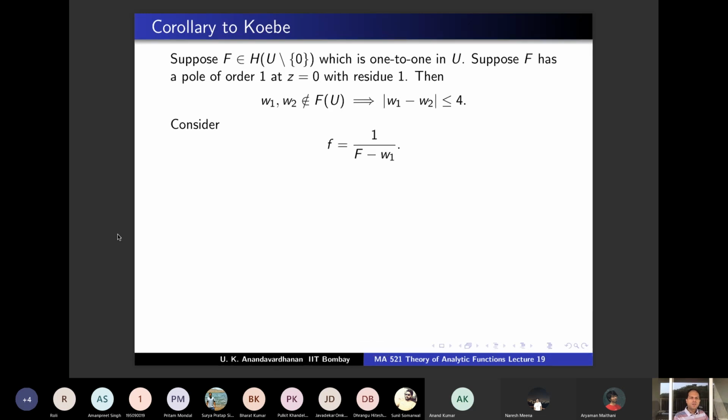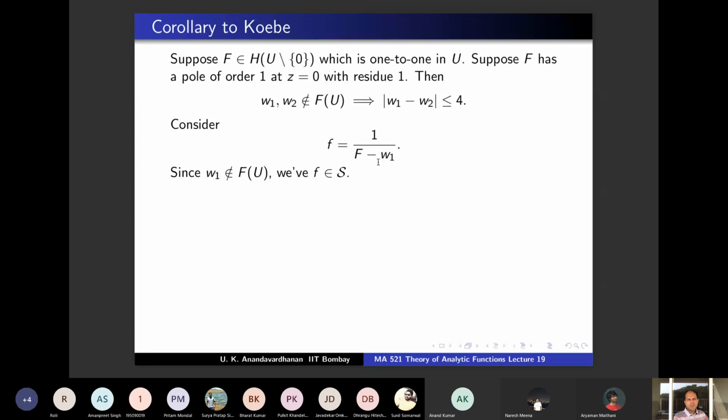How do we apply it? You consider small f to be 1 by (capital F minus one of these points), let's say W1. You have two points outside F(U) given, take one of those. Now you visualize F: F is 1 by z plus something. By cross multiplying, you can see this will be a holomorphic function. First of all, 1 by (F minus W1) makes sense because F minus W1 is never 0. Why? Because W1 is not in the image of F(U), so F(z) can never be W1.